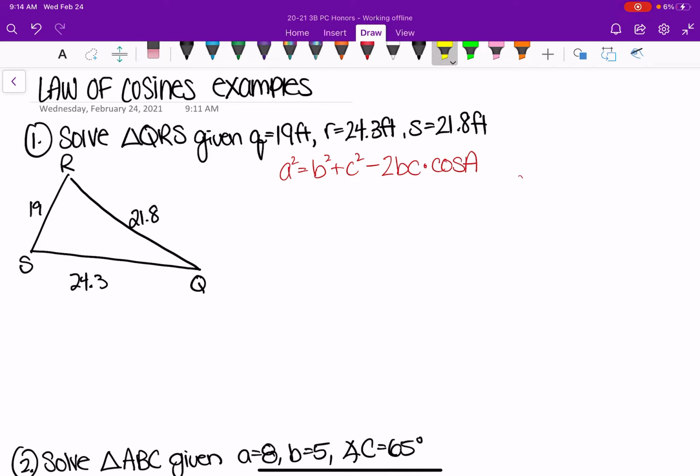To avoid our ambiguous case, because we'll have to use law of sines after, or it's an option, I always solve for the largest angle because there can only be one obtuse angle. So if we have an obtuse angle, this is going to be it. So I'm going to set this up solving for angle R. So for this one, instead of using A, B, and C, it'll be R, Q, and S. And then we'll be finding angle R.